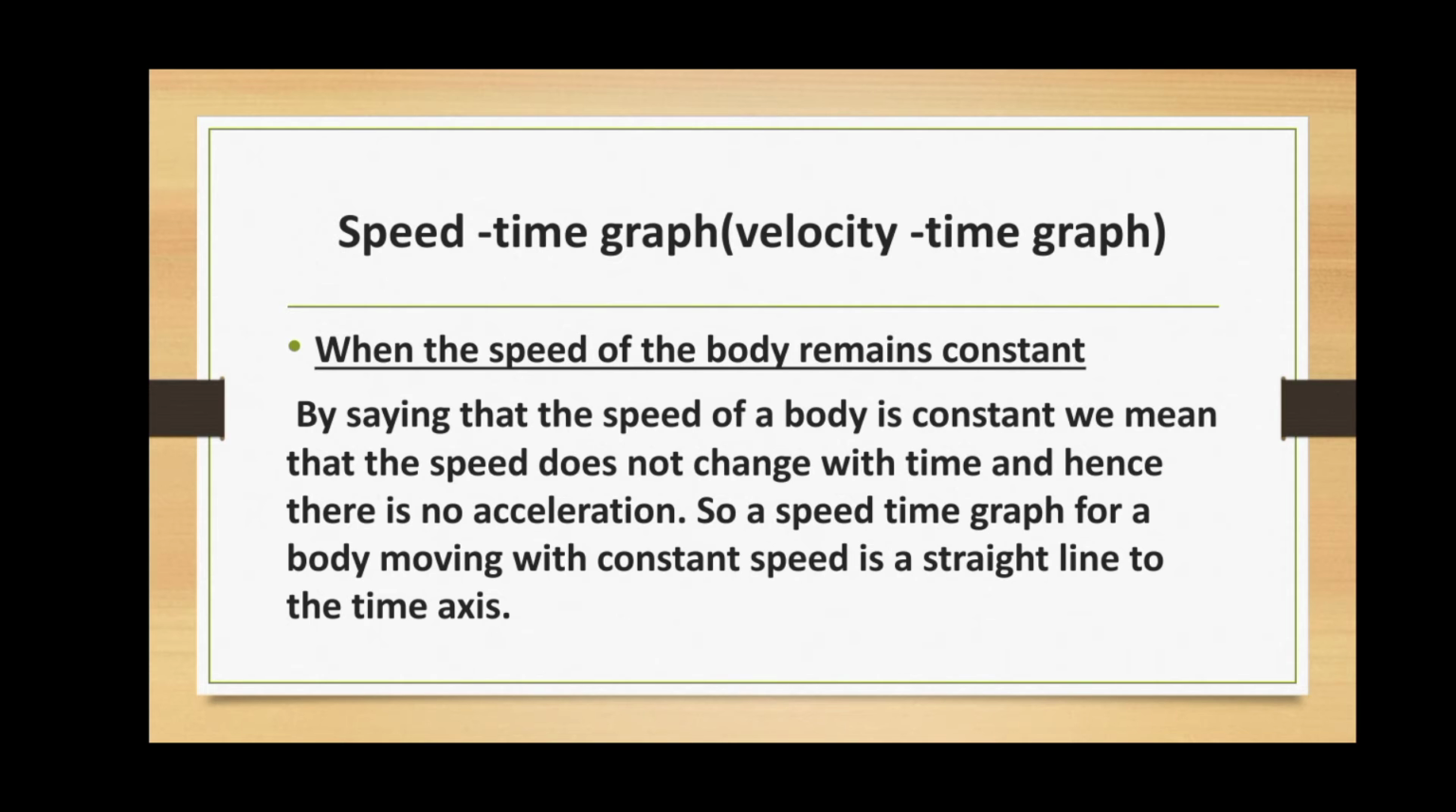Speed time graph or velocity time graph, when the speed of the body remains constant. By saying that the speed of a body remains constant, we mean that the speed does not change with time and hence there is no acceleration. So, a speed time graph for a body moving with constant speed is a straight line parallel to the time axis.